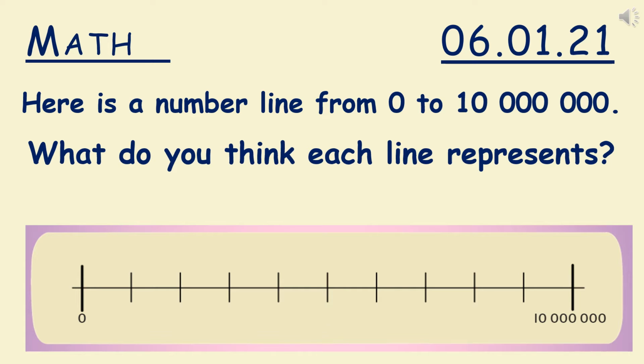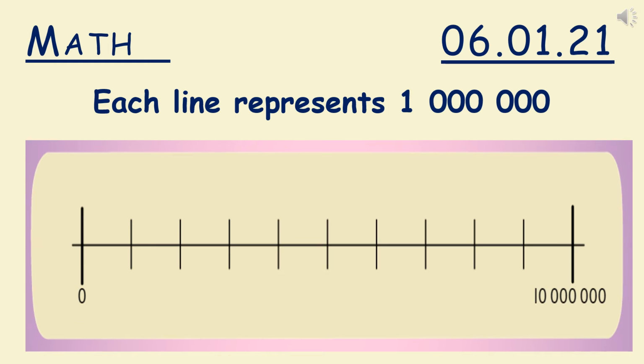Here is a number line from 0 to 10 million. What do you think each line represents? Here's a little hint. There are 10 of them. Well done everyone, I'm sure you all got this right. Each line represents 1 million.